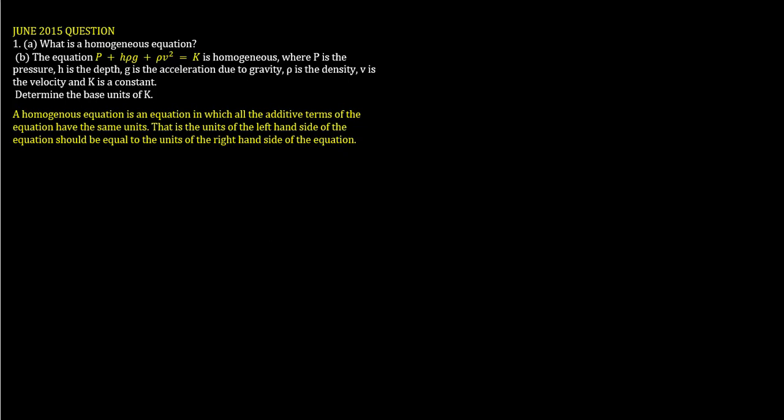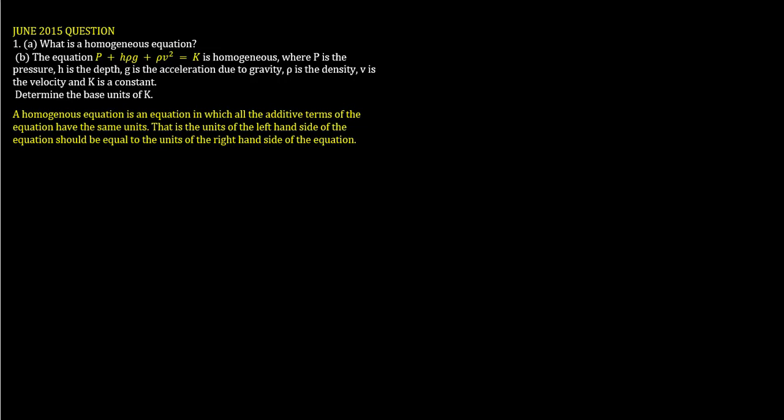Now what we see next is the equation P plus H rho G plus rho V squared is equal to K is homogeneous, where P is the pressure, H is the depth, and G is the acceleration due to gravity. Rho is the density and V is the velocity, and K is a constant. Determine the base unit of K. This equation is actually known as the Bernoulli's flow equation. It is defined as the energy per unit volume. Though the equation is not actually physically correct, because the kinetic part of it carries a half in front. And so if it is homogeneous, let's verify the base unit of K.